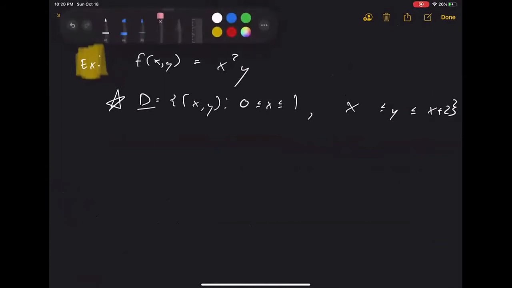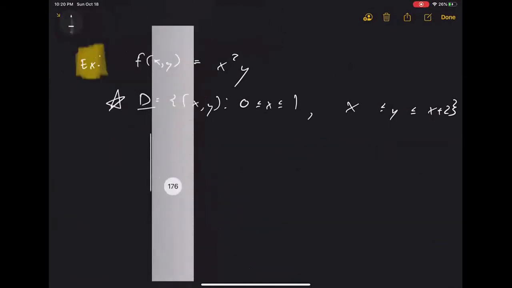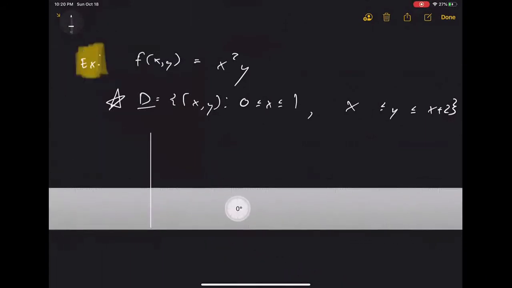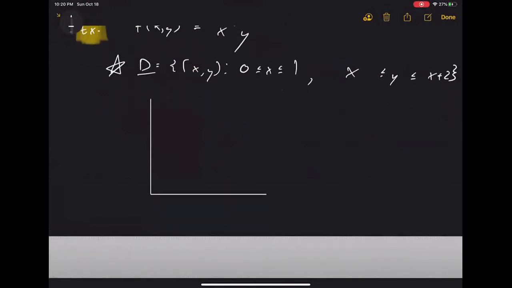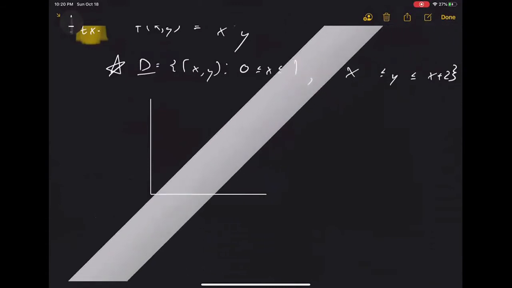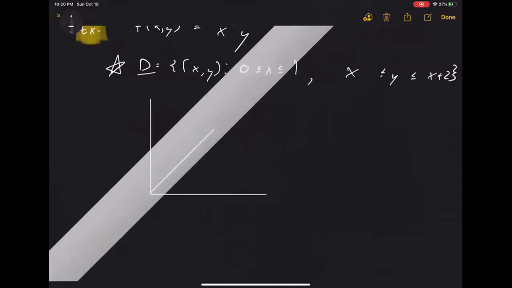Let's do a quick sketch of this domain to see what we're looking at. All we're sketching here is the domain, not the function. So we're just sketching the area where the function lives or is defined. What is the curve y equals x? That'll be this. And then what's x plus 2? It's the same line, just shifted up 2 units.